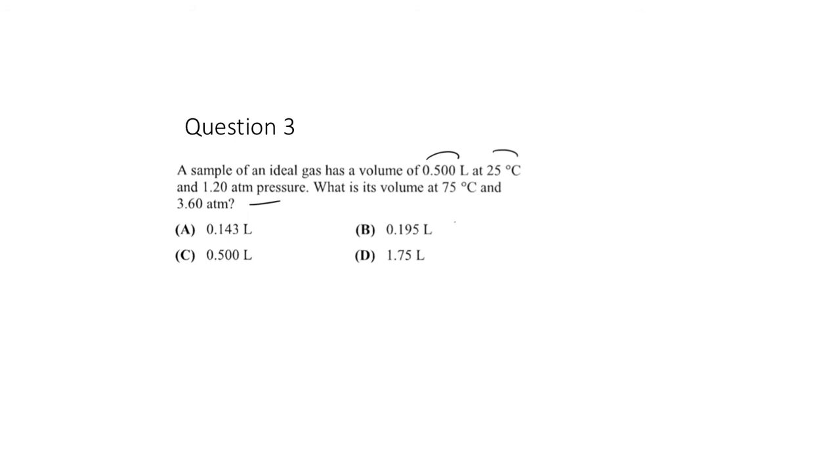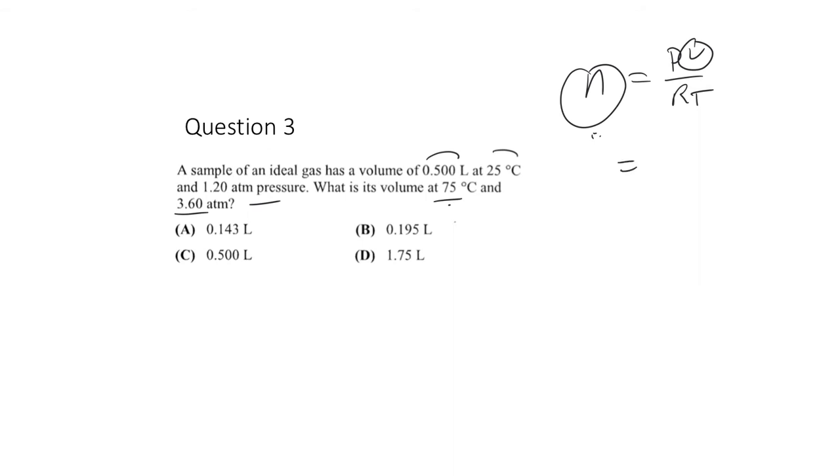Question 3, a sample of an ideal gas has a volume of half a liter, 25 degrees C, and 1.2 atm of pressure. What is its volume at 75 degrees and 3.6 atm? Okay, so 2 ways we can solve this problem. There's maybe even more than 2 ways, but one thought is we can take the moles of this gas from PV over RT, and then we're going to change the temperature and the pressure, and then we can go calculate volume.